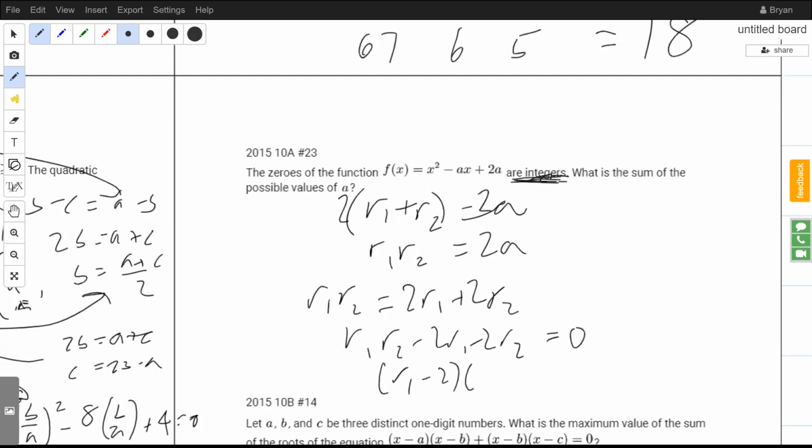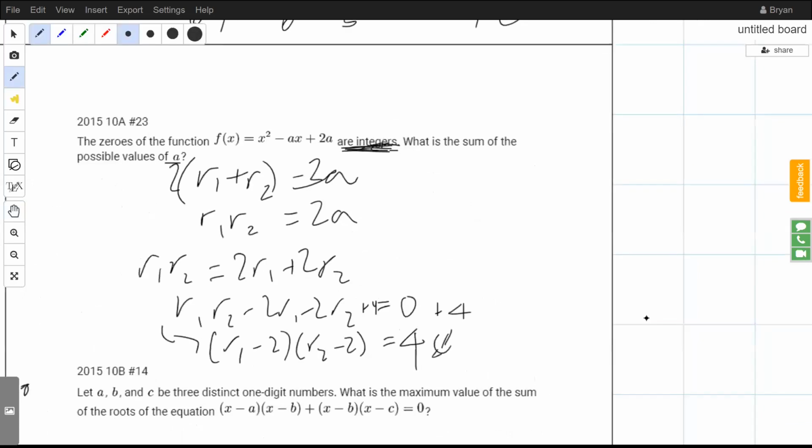This is just Simon's favorite factoring trick, where if we add 4 on both sides, then the left-hand side is going to be factored, and the right-hand side is just going to be 4, like so. And again, we can use this cool thing that they're integers. We want possible values of a, and we know a is going to be the sum of the solutions r1 and r2, so how many different sums are there, and what are they, if (r1 minus 2) times (r2 minus 2) equals 4.